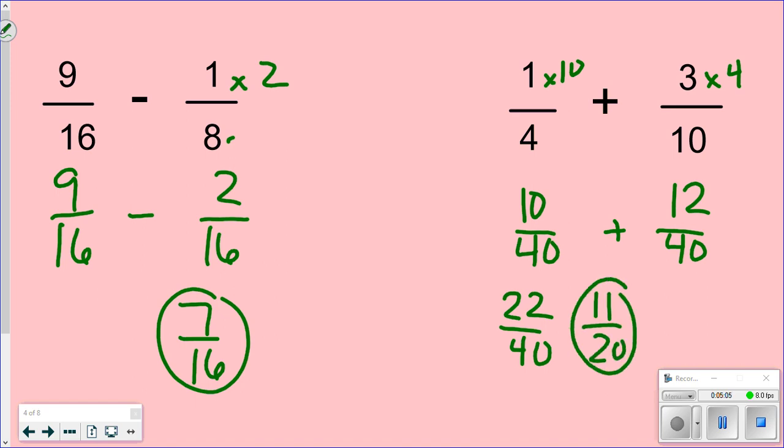So if you do find the LCD, a lot of times it makes it easier for reducing at the end. But like I said, it doesn't matter. Sometimes you can only see one in your head, and I just want you to go with whatever you can see.